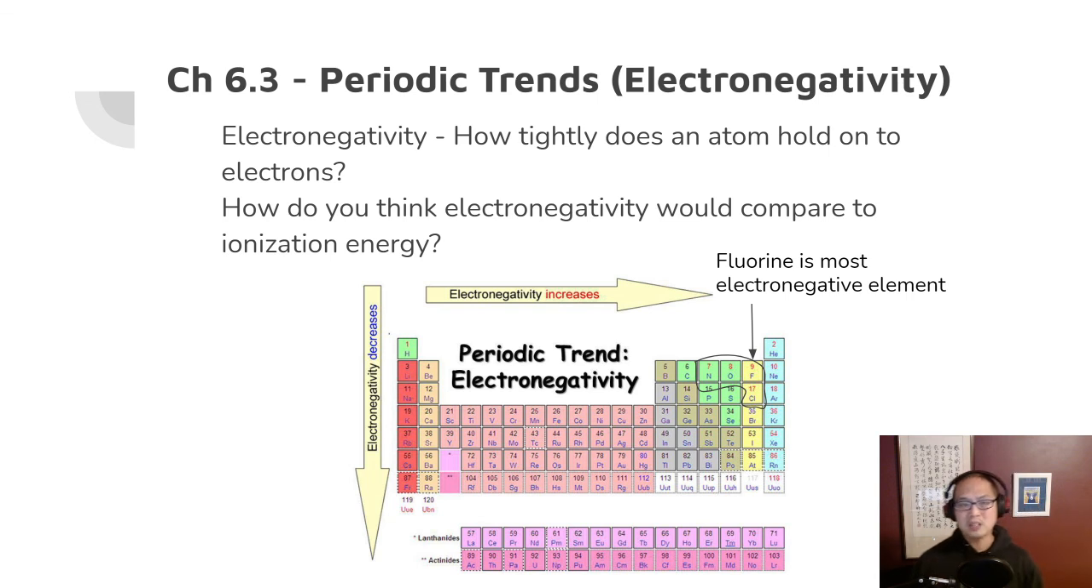I'll repeat one more time. The most important thing is that as you go down the periodic table, you're adding energy levels. And as you go across, you're adding protons. Those two things are what determine all these periodic trends. So once you understand why that happens and why that works, these trends are going to make a lot more sense to you.